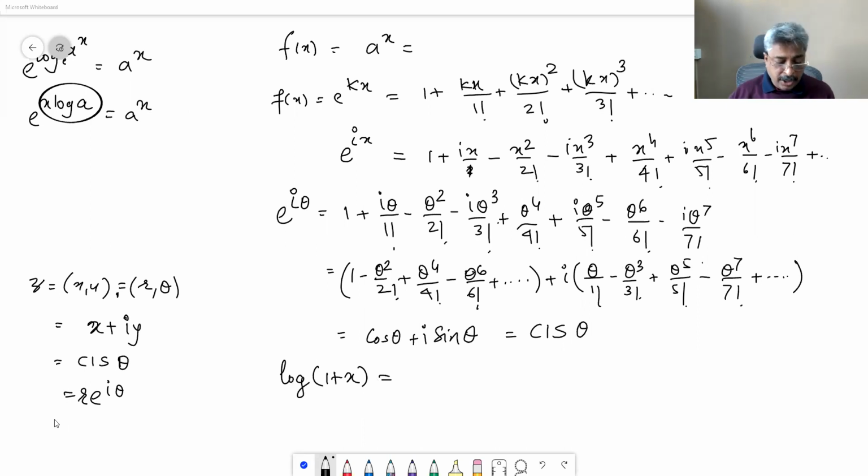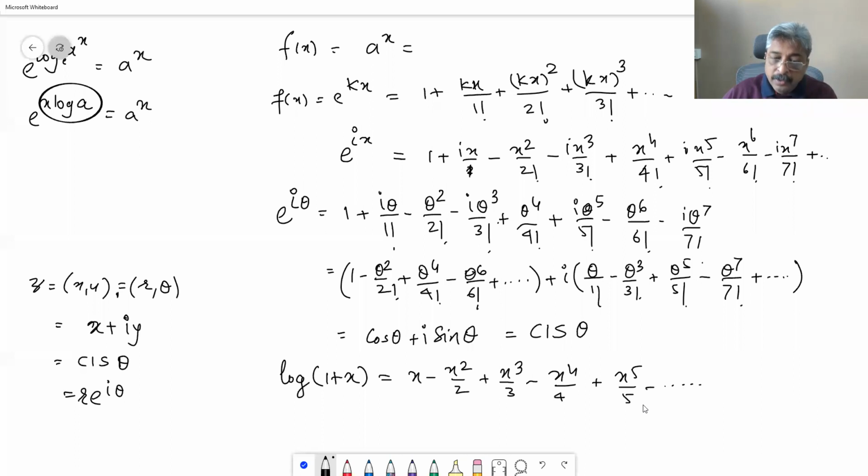Let me just write it down. What is the correct answer, and then we move. So log 1 plus x, if evaluated at c is equal to 0, then it is x minus x square by 2 plus x cube by 3 minus x fourth by 4. They are not factorial because something gets cancelled in the numerator, plus x fifth by 5 minus dot dot dot.